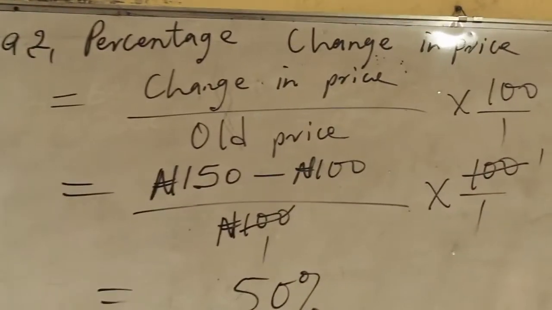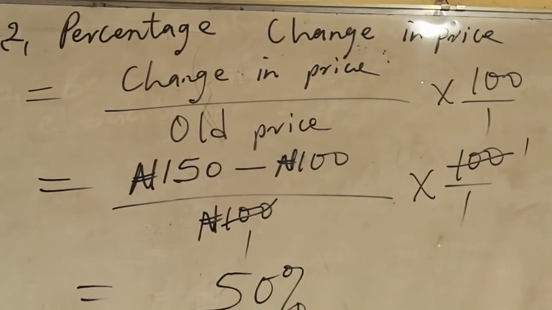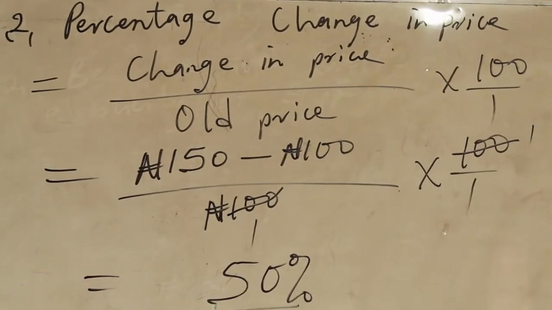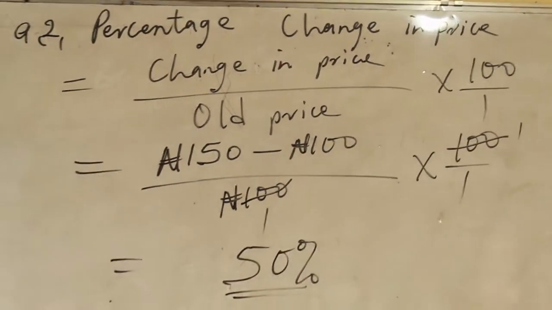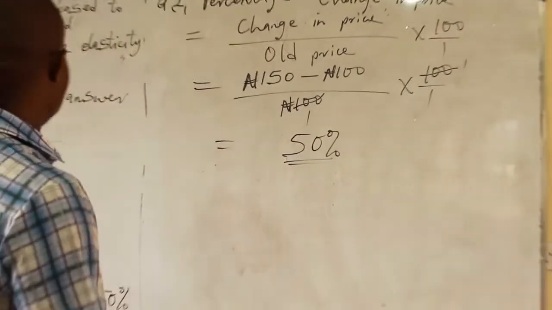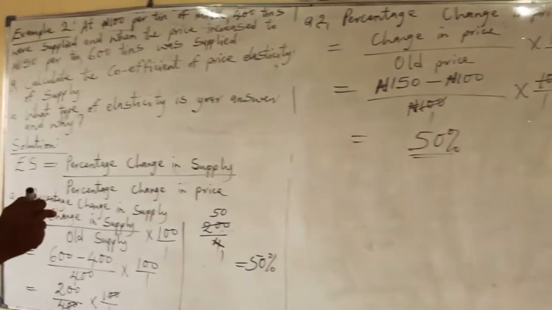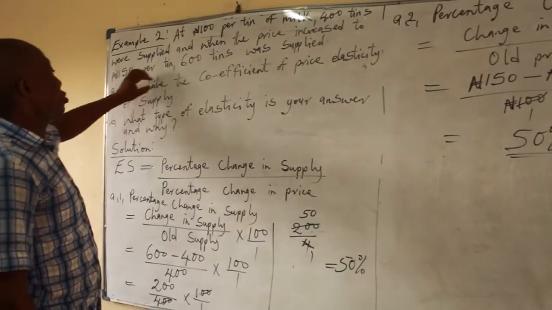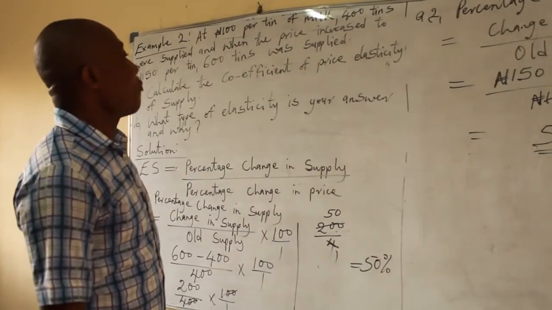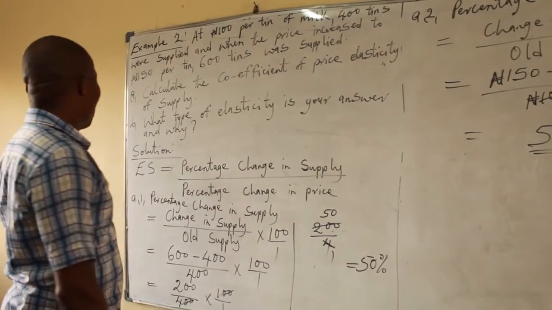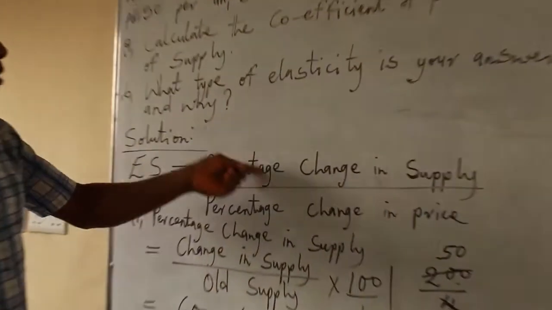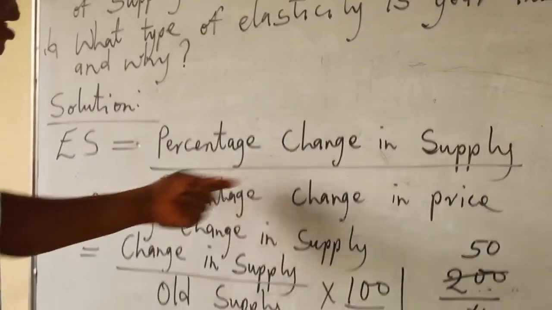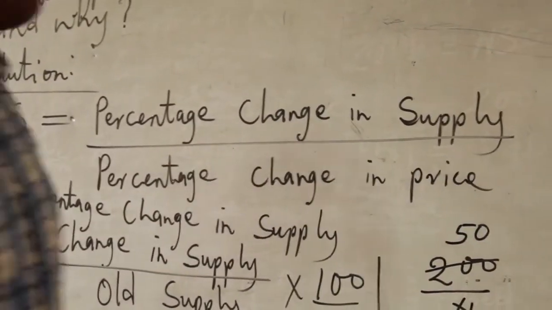Now we are able to determine the percentage change in supply, which is 50%, and also the percentage change in price, which is 50%. We are now going to the main question, where we are asked to calculate the coefficient of price elasticity of supply. And this is the formula: ES equals percentage change in supply all over percentage change in price.